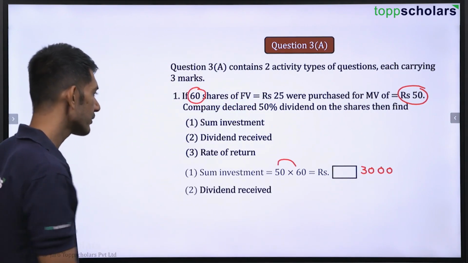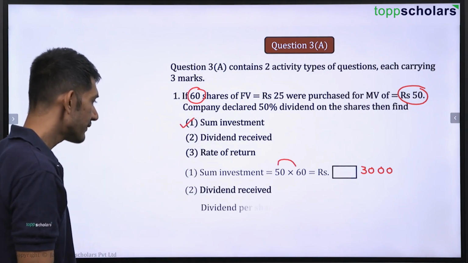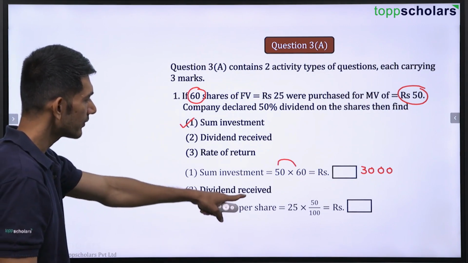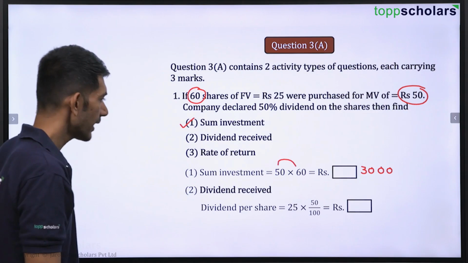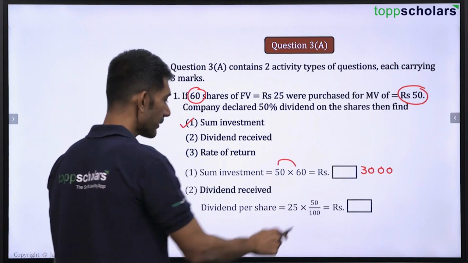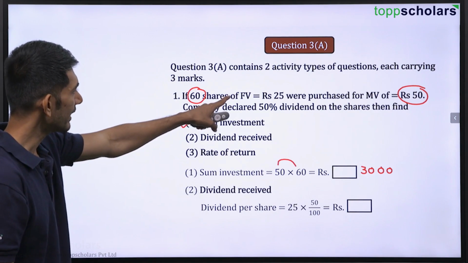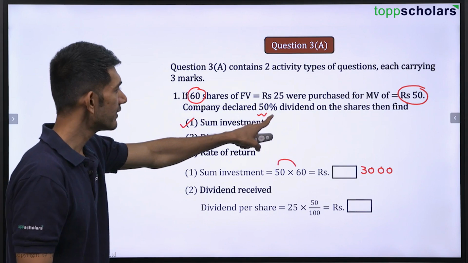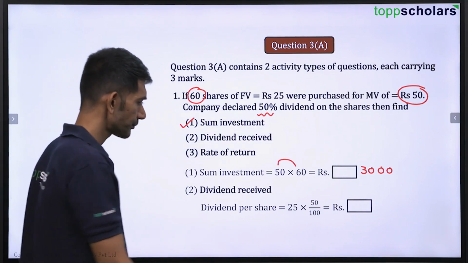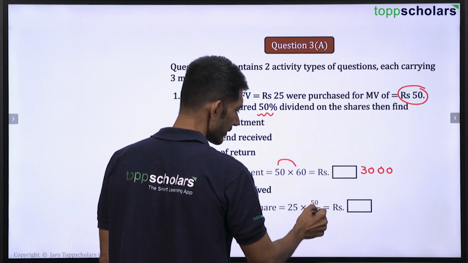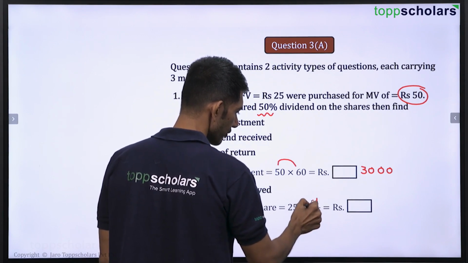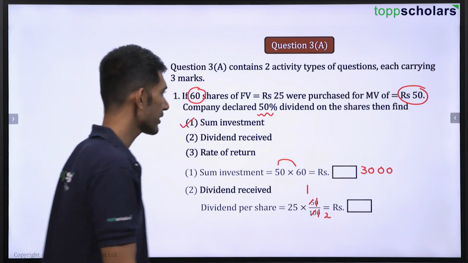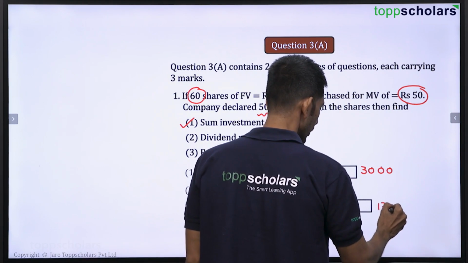Now what is the dividend received? So the first part is done. Firstly, what is the dividend per share? The face value of the share is rupees 25, and the dividend is 50%. That is 50 by 100 into 25. This gets cancelled. 5 ones are 5, 5 twos are 10. So the dividend per share is 12.5 rupees.